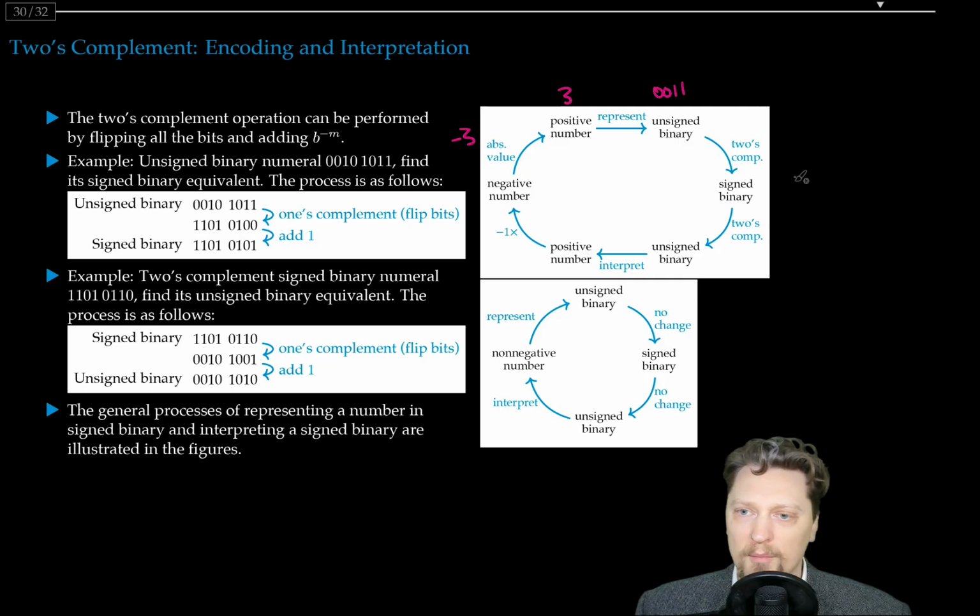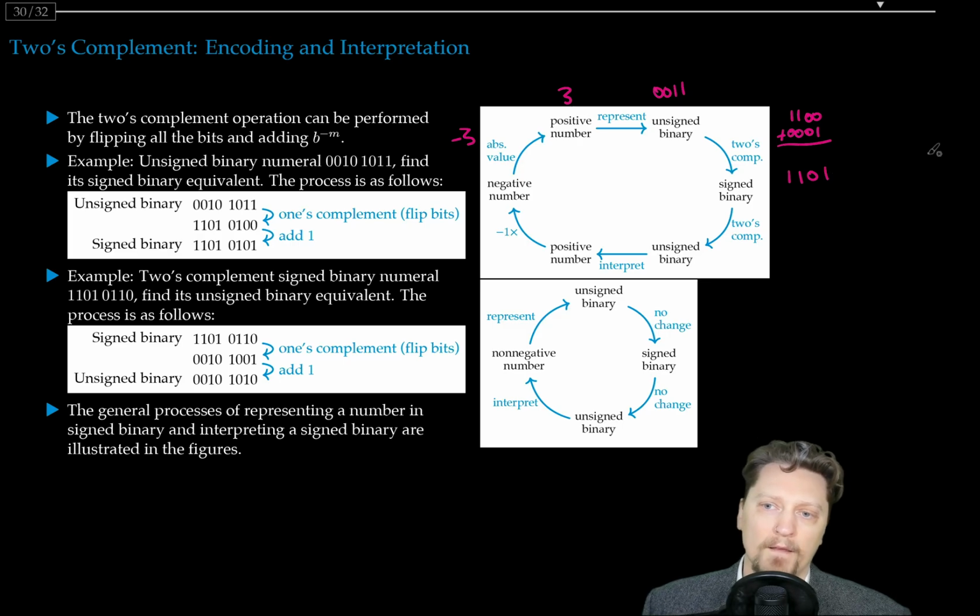So flipping the bits would give us 1100, and we would add 1 to that, and that would give us 1101. Okay, so this is the signed binary representation of -3.